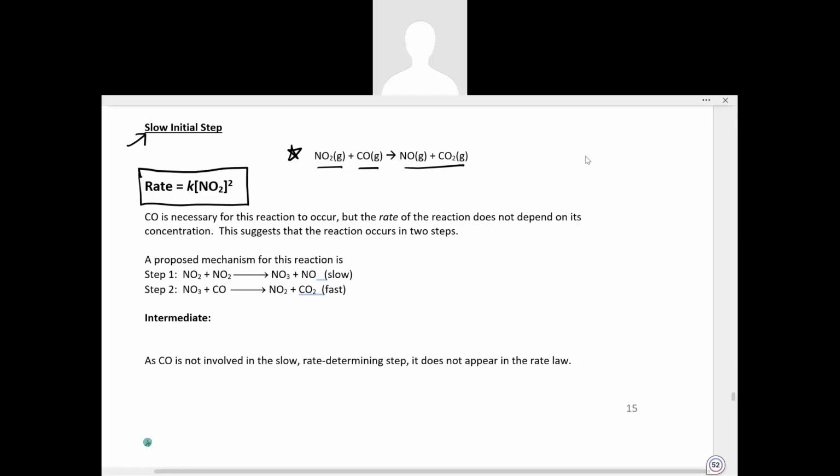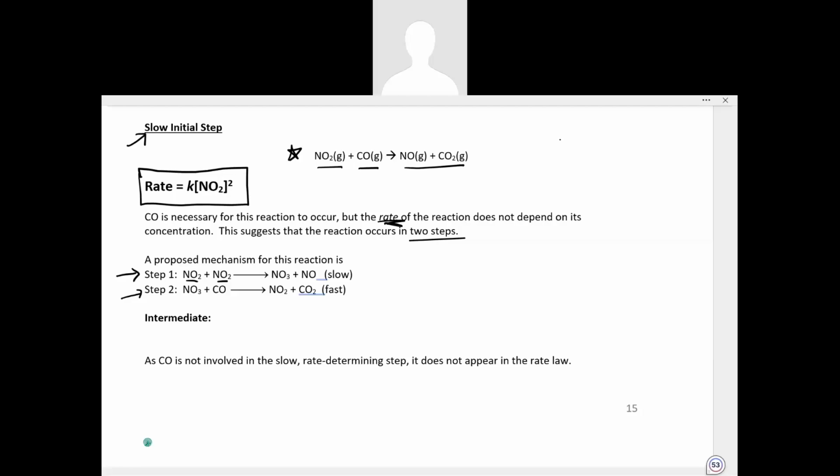So for this reaction to occur, we also know that carbon monoxide is necessary, but the rate, we're told with this information, does not depend on the concentration of CO. So this would suggest that this reaction must occur in two steps. In the first step, in this proposed mechanism here, we're told that this will be our slow step, and NO2 reacts with another molecule of NO2, and we produce NO3 and NO. And then we see in step 2 here that NO3 can react with CO and yield NO2 and CO2.